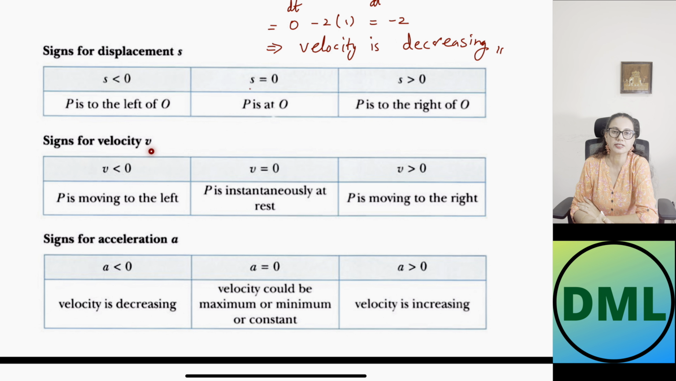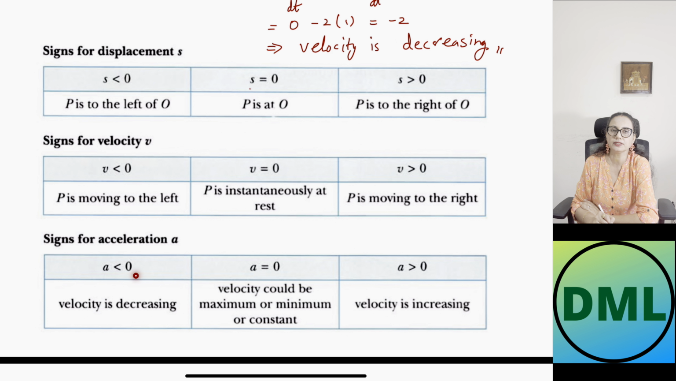Signs for velocity v. What it will show you with the velocity function. When velocity is less than 0, that means it is negative. It will show you that the particle P is moving towards the left side. When the velocity is 0, this shows you that the particle is instantaneously at rest, or you can say that it is stationary. When velocity is greater than 0, this shows you that particle P is moving in the right direction.